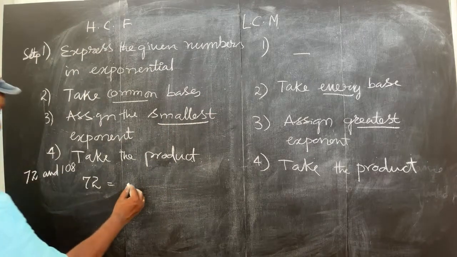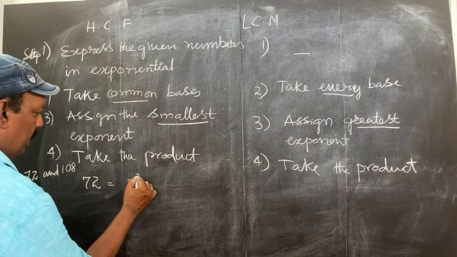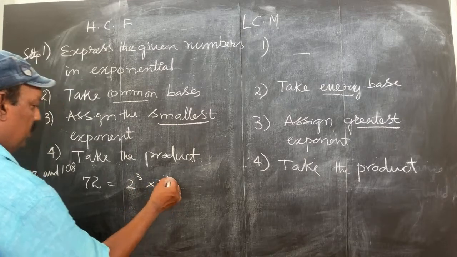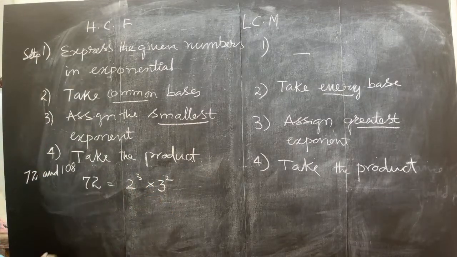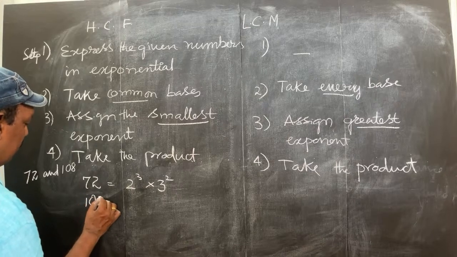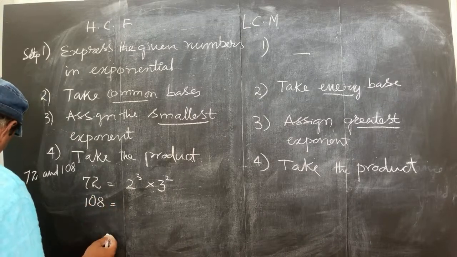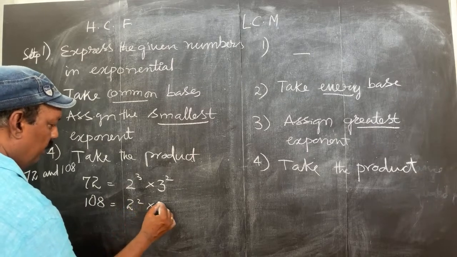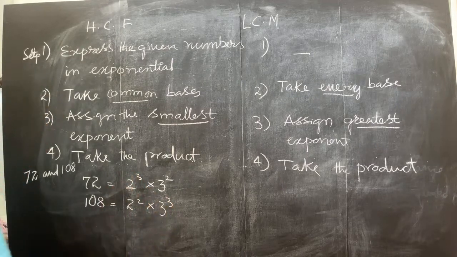Here 72 is 2 to the power of 3 and 3 to the power of 2. You will get it. And 108 I am taking in exponential form here. So here it is 2 square into 3 cube.